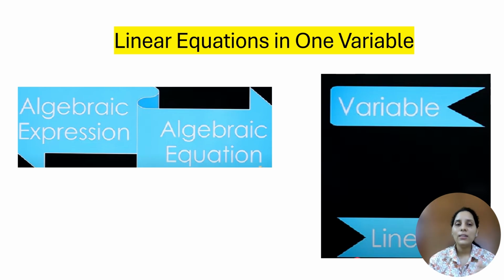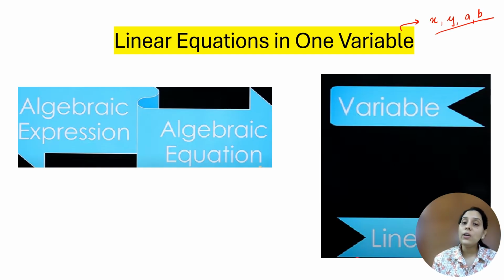What is linear? Let us first understand each word's meaning. Before linear, let us understand what a variable is. The name itself suggests it varies: a variable is an alphabet, let's say X, Y, A, B, anything that changes its value. Now, linear equations in one variable. One variable means you will only have one alphabet in each question.